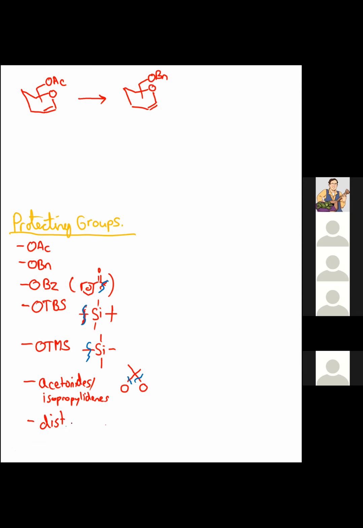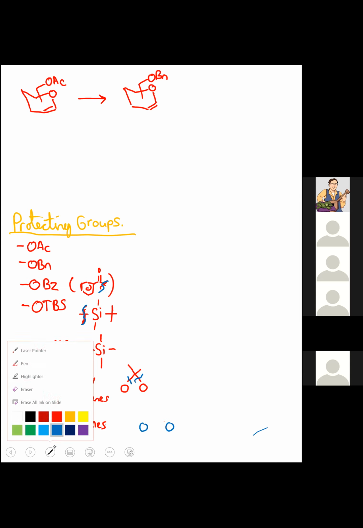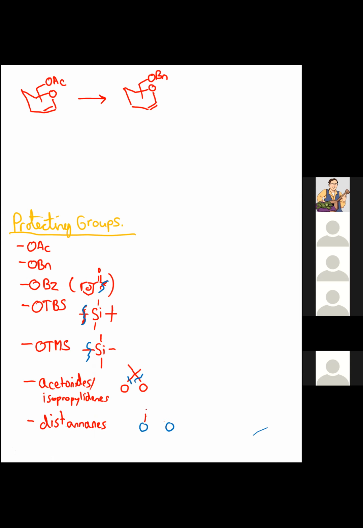We're going to talk about distannanes, which is tin. So if you have 2 oxygens, well, they're really stannanes. They're just divalent stannanes. There's only 1 tin. There's not 2 tins, which distannane seems to indicate, but there's only 1. That's weird.